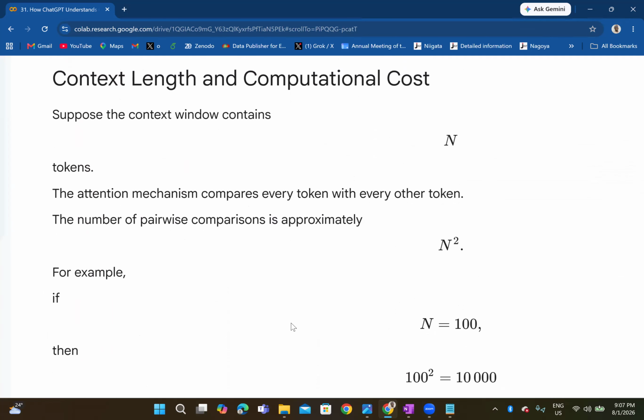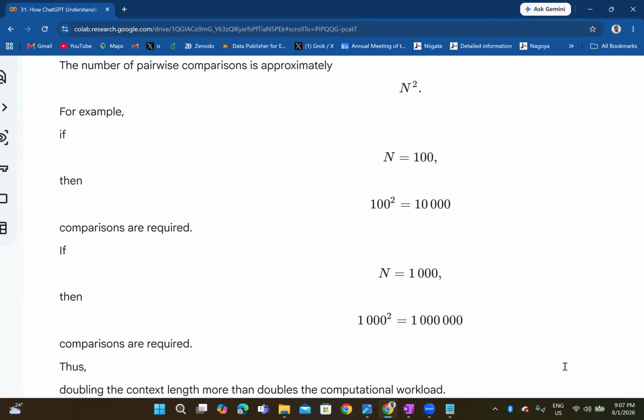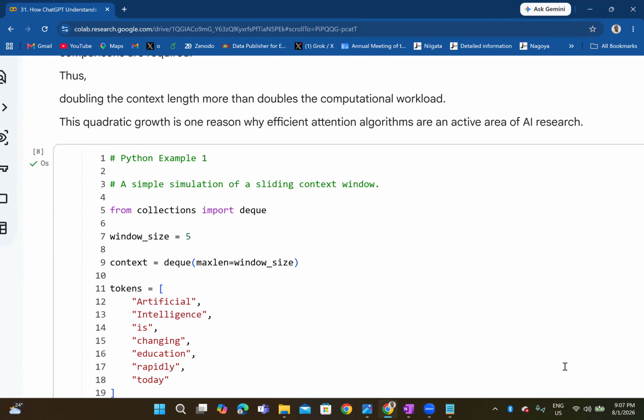Comparisons are required. If n is equal to 1,000, then 1,000 squared is 1 million comparisons required. Thus, doubling the context length more than doubles the computational workload. This quadratic growth is one reason why efficient attention algorithms are an active area of AI research. Research continues on efficient attention algorithms.